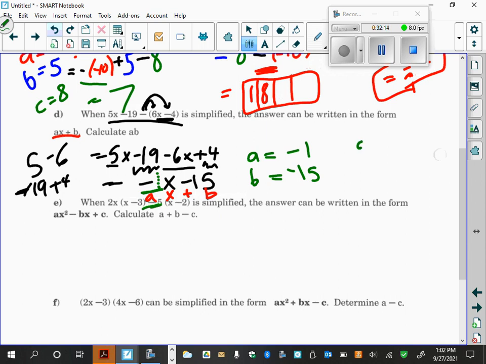So, hopefully, you can't ask me what AB means. You need to know that AB means A times B. So, -1 times -15 is 15. If you have -15, you're wrong. You made a mistake.